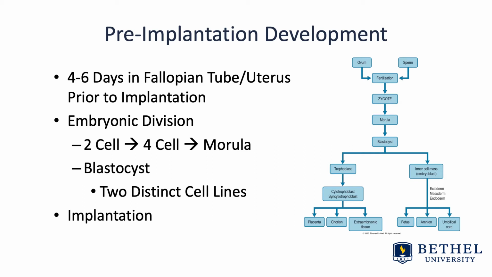Once we get to the blastocyst stage, that's where it starts developing an inner cavity, where it's not able to get the nutrients from outside as well. And so now it's creating an inner nutrient source. And it also sheds the zona pellucida, which is called hatching. So there are two distinct cell lines in the blastocyst. The outer is the trophoblast, which becomes the placenta, chorion, and extraembryonic tissue. And then inner becomes the fetus, the amnion, and the umbilical cord.